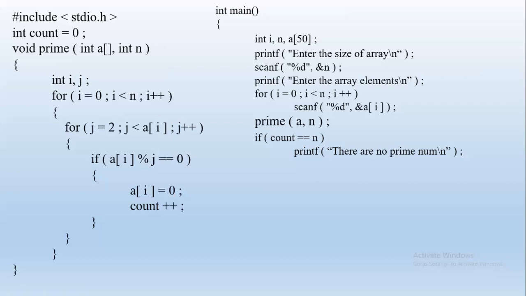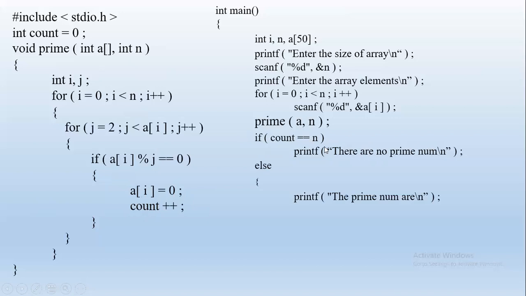Now note that because it is a global variable, even though the value was changed within the function, its value is available in main. After executing this, the function comes back here. We are not printing anything though, but we have changed the value in count, so it is available in main. If all the elements of the array were not prime, count would have incremented 5 times. So 5 equals 5, that means all are non-prime, so there are no prime numbers.